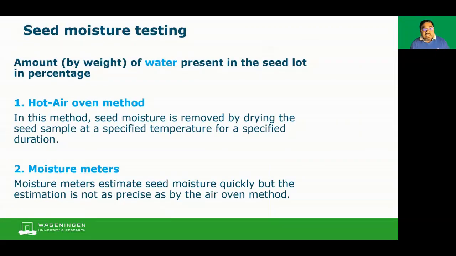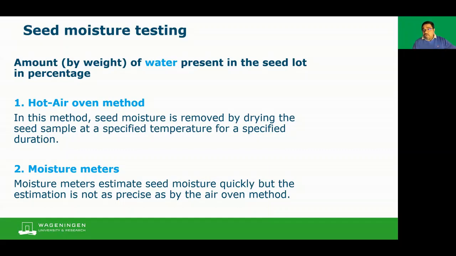The seed moisture testing is another very important test, which measures the amount by weight of water that is present in the seed lot. So within the seeds, what is the percentage of water that is present? The two most common methods by which it is determined in the laboratory: firstly, the hot air oven method. This is one of the most accurate methods, and it is recommended by ISTA. In this method, the seed moisture is removed by drying the seed sample at a specified temperature for a specified duration, and we calculate the weight before drying and after drying.